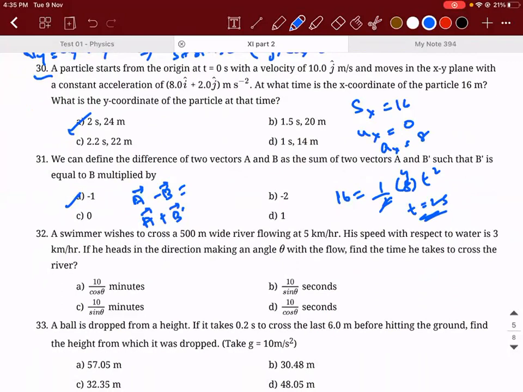Next. A swimmer wishes to cross a 500-meter wide river flowing at 5 km per hour. The speed with respect to the water is 3 km per hour. If he heads in a direction making an angle theta with the flow, find the time it takes to cross the river.